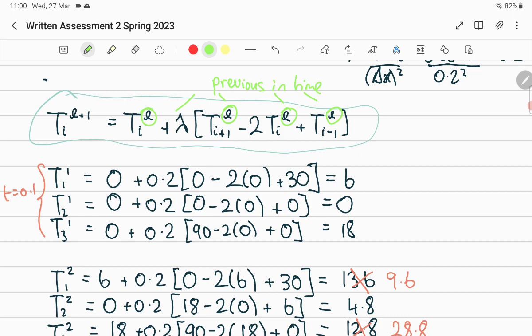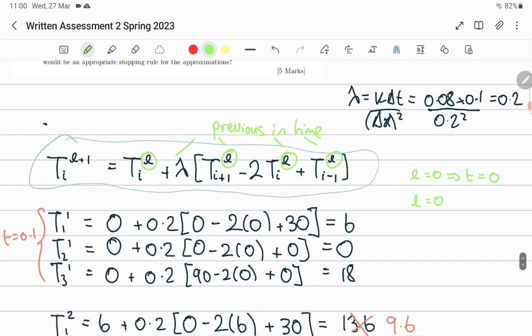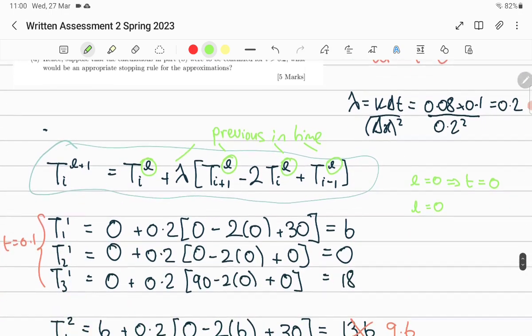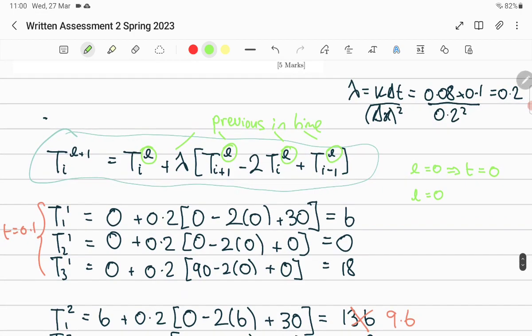Okay, so when we use this formula, we go to the next time. The very first time we're talking about, L equal to 0, corresponds to time equal to 0 delta t, which is 0. And then L equal to 1, we're using a step size here. The question says a step size of delta t equal to 0.1. So L equal to 1 means t equal to 0.1, one step size. L equal to 2 means t equal to 0.2. So that's all we've been asked to do.